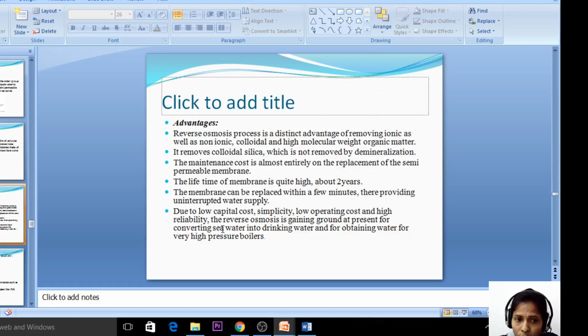Yes, maybe you have heard about the boiler troubles. We know what the causes of the boiler troubles are due to using sea water or salt water. So if we get the pure water from the reverse osmosis process, that water we can use in the high pressure boilers for steam generation. So that is also one of the advantages of the reverse osmosis process.